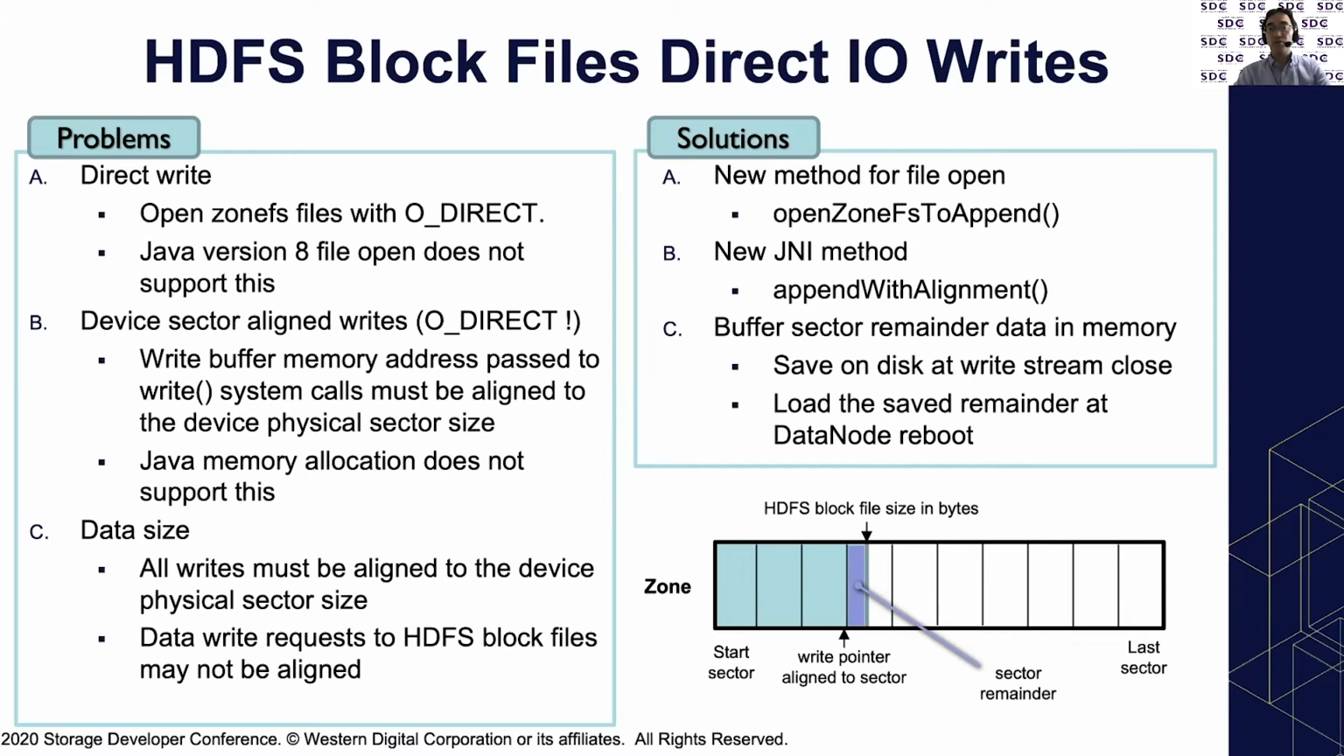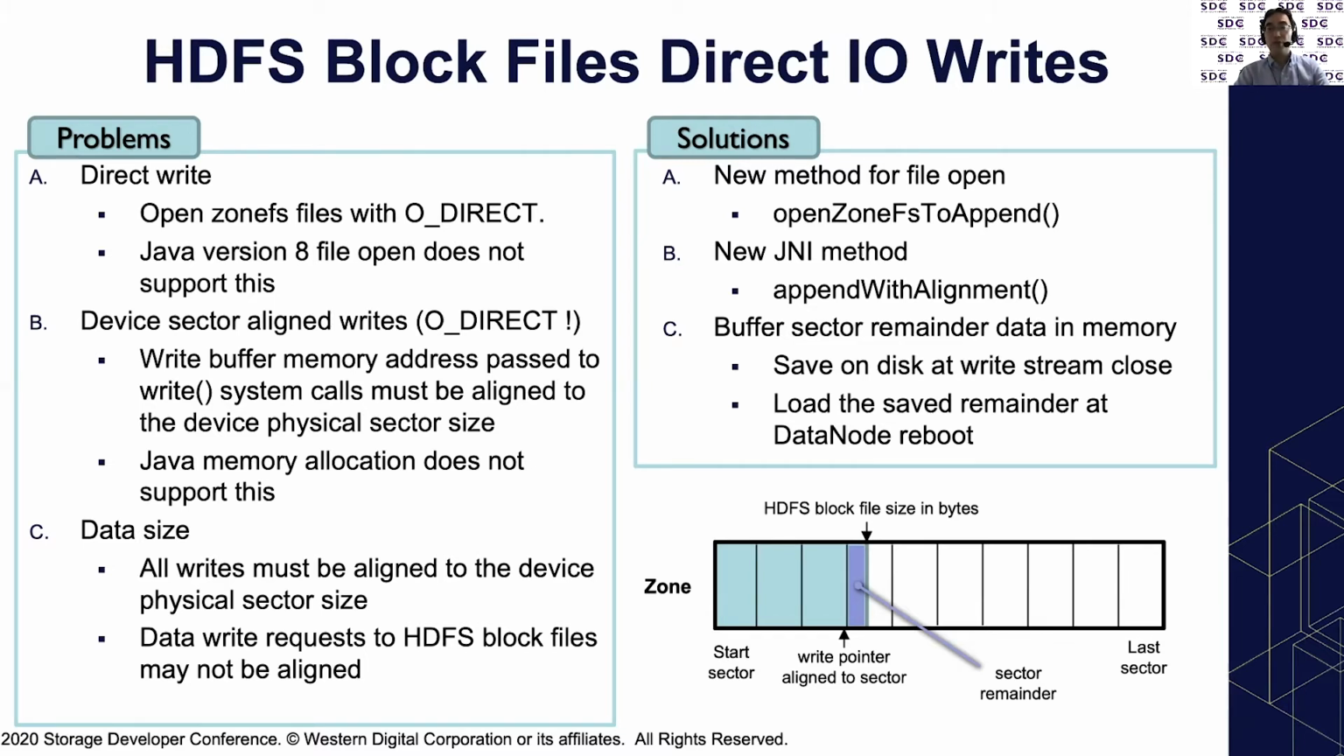The second problem is memory address alignment. The direct I/O requires memory with write data to have starting address aligned to the device physical sector size. The Java memory allocation does not support it. How to align write data buffer address? This is the second problem.